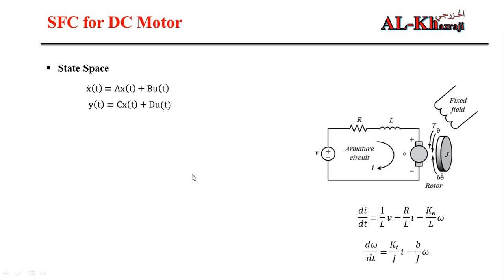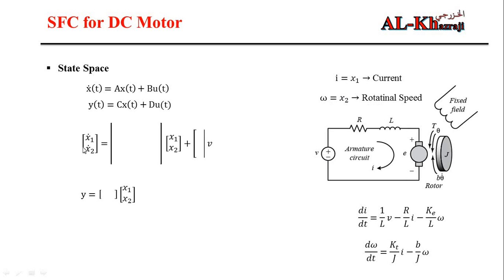Now the two states in our system are the current, which we will name x1, and the rotational speed omega, which we will name x2. And the input to the system, which is U, is the voltage. So now we take the first one, which is x dot. We have x1 and x2, the current and the omega. So here is x1 dot, x2 dot, the derivative of the state.